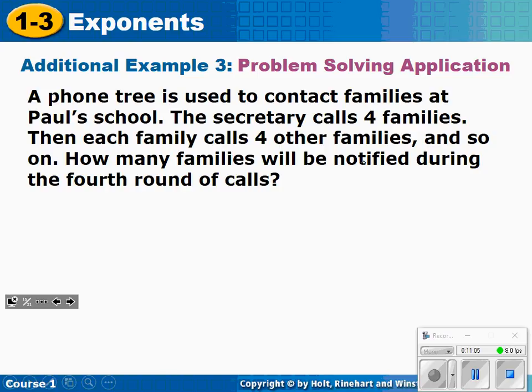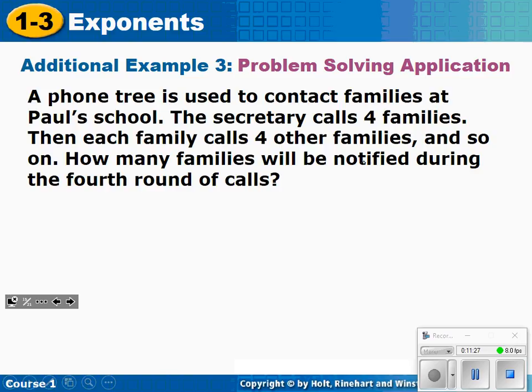A phone tree. It's not a tree that has a bunch of phones on it. Okay. Although that would be cool if it's like a tree full of iPhones. You'd want one of those in your yard. Each one of them $700.